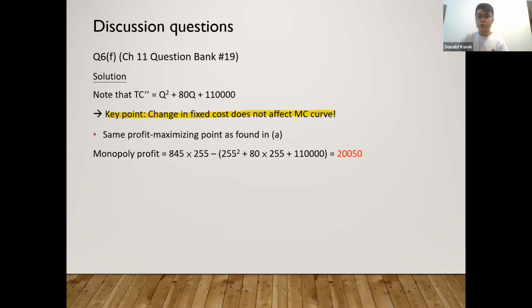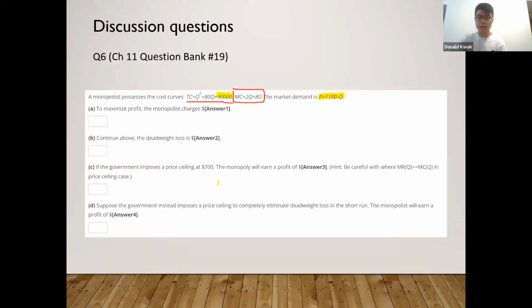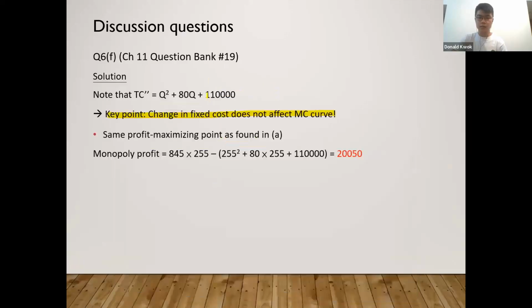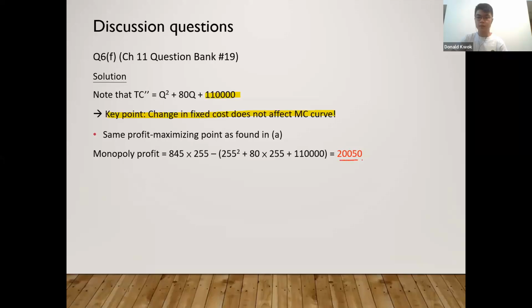So how does the total cost function change? Originally, the fixed cost is 90,000. With the increase in fixed cost by 20,000, the fixed cost here becomes 110,000. Okay, so nothing special. We just put all the numbers back into the corresponding total cost function to calculate the profit. Then we have the result. The monopoly profit is 20,050. And specifically, the increase in fixed cost will reduce the profit by the same amount.